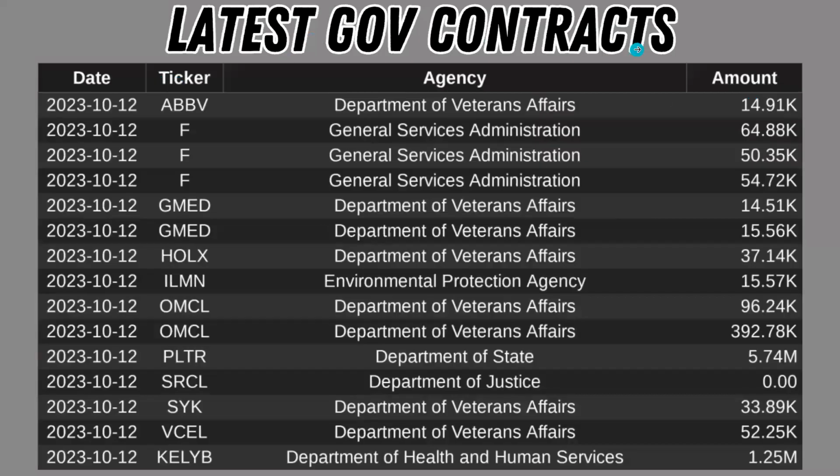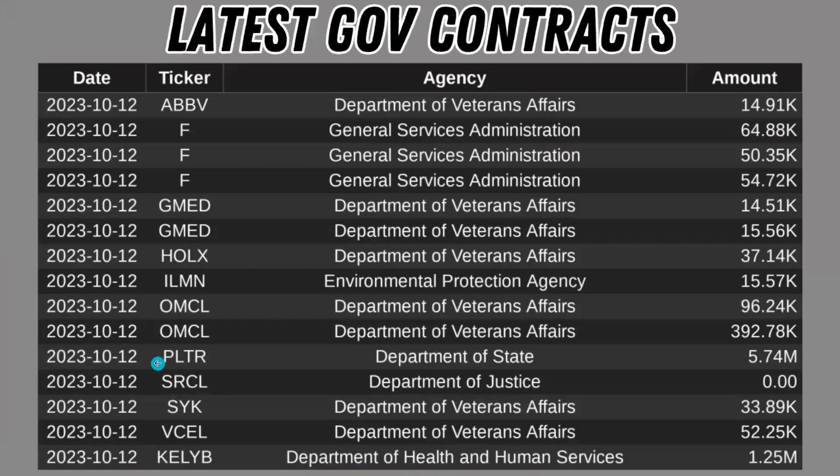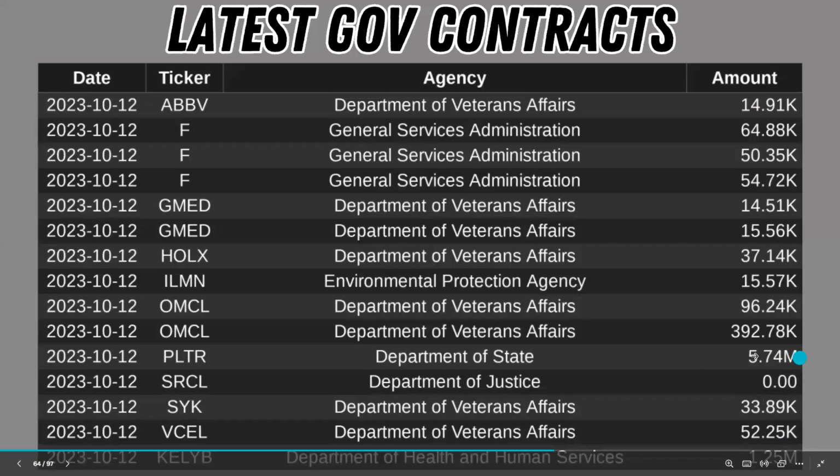Now, this is the latest government contracts that have come out. And I mentioned Palantir. So look at the date on this one, Palantir 10-12. This is right after the whole Israel, Hamas, Gaza situation happened. So, I think that that's really interesting. The government is one of Palantir's biggest customers. And so, oftentimes leaders will reach out to Palantir in times of conflict and also war. We saw the same thing in Ukraine, right? They reached out to the CEO of Palantir. And this was a nice contract here, right? It's definitely the largest contract on the list, 5.74 million.